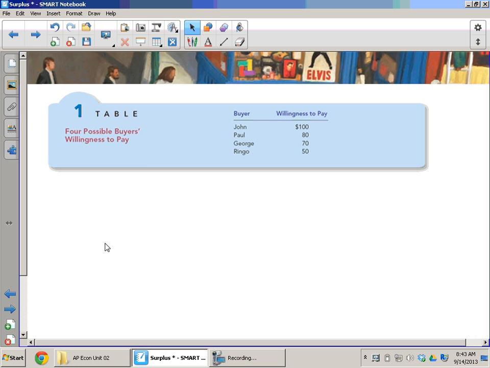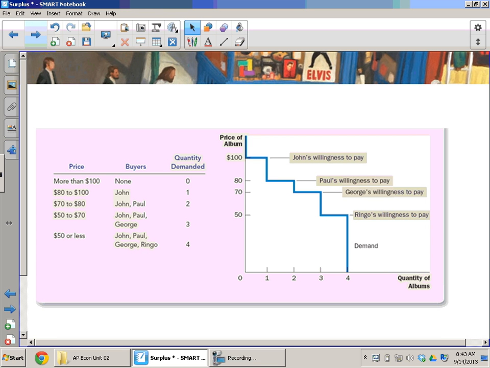But taking a look at the table in front of us, we have 4 buyers, John, Paul, George, and Ringo. And we have their willingness to pay for a record album. So we're just going to refer to it as an album from here on out. So John is willing to pay the most at 100, and as you work your way down the chart, you can see what each other person is willing to pay. All right, so simple enough. We've seen a demand schedule before in this class. All right, so let's look at the graph of this.